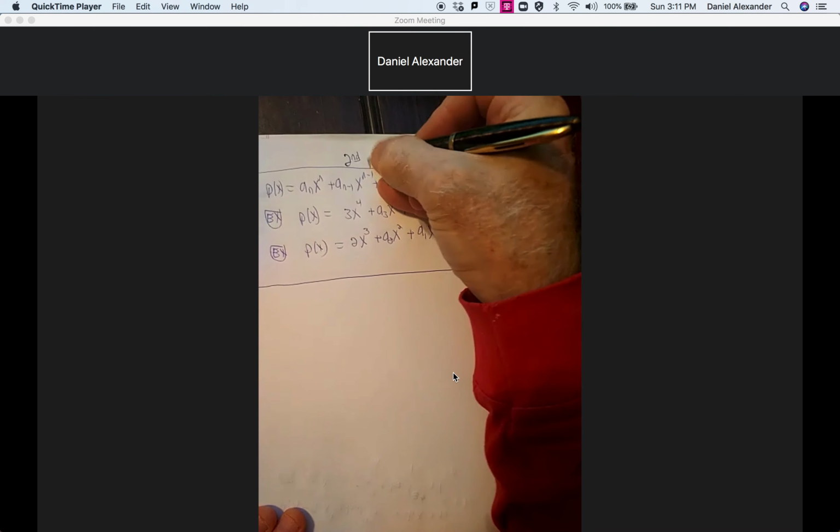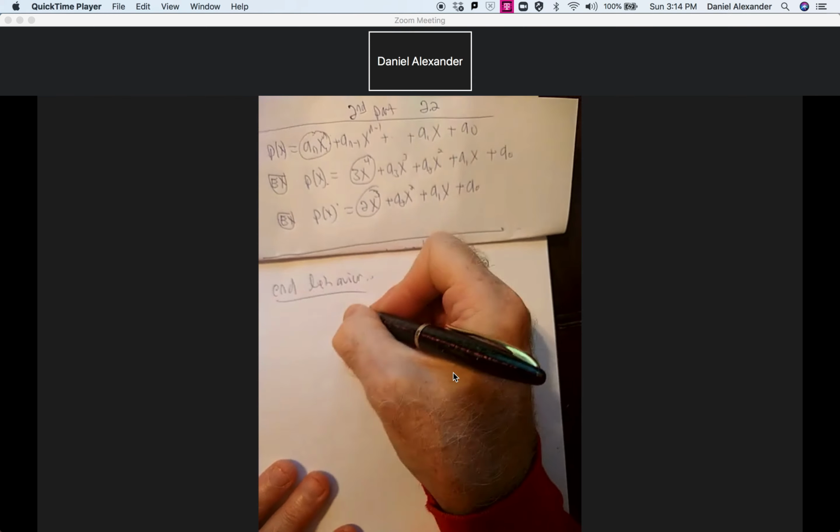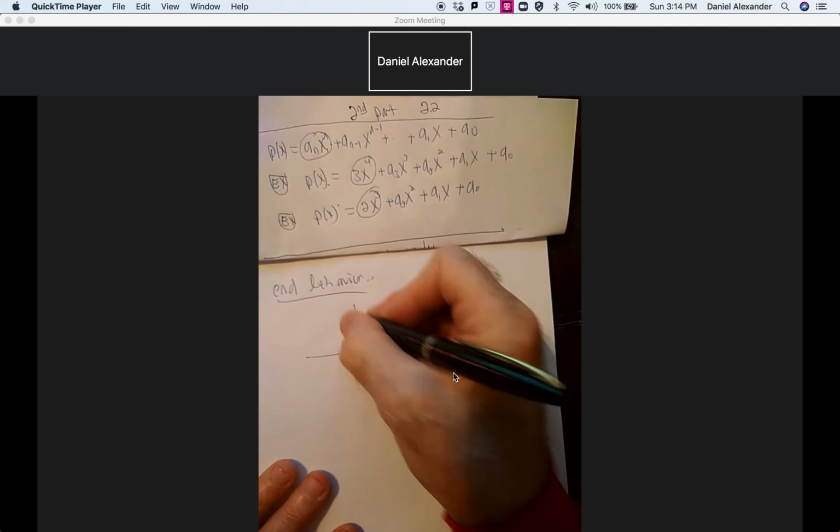And since the highest term dominates, what I want to look at is the end behavior. And I'll show you what I mean by that. If we have a graph, this is the end behavior. What's going on over here for large negative numbers, and then what's going on over here for large positive. So if we can figure out what's going on over here and here, then we can fill in some of the details later.